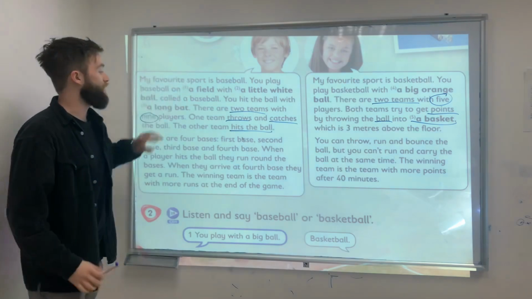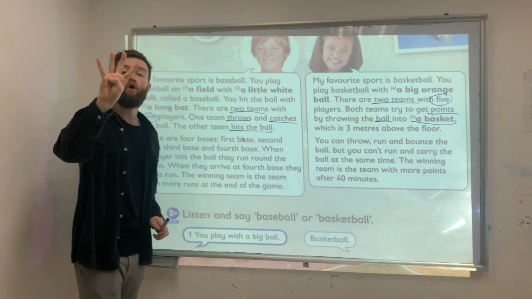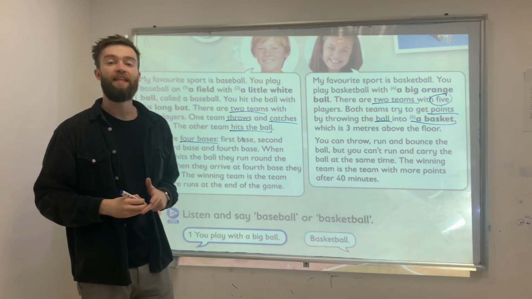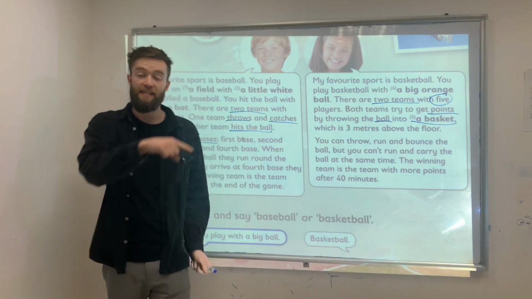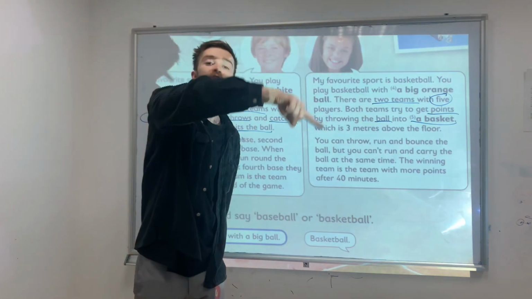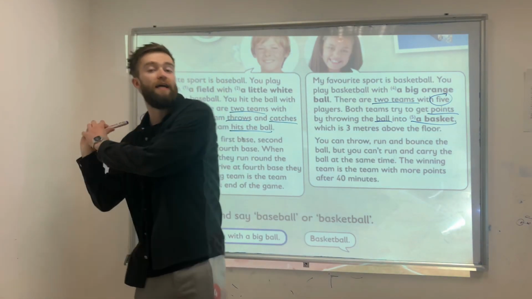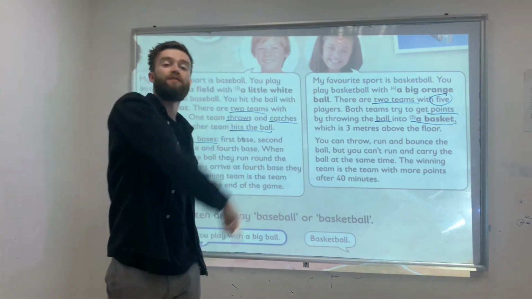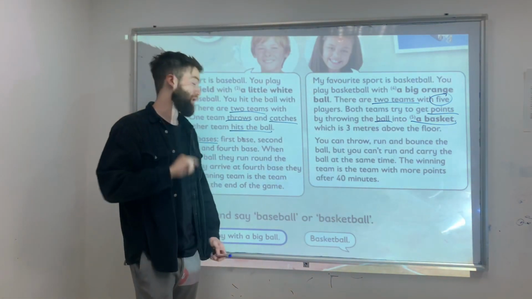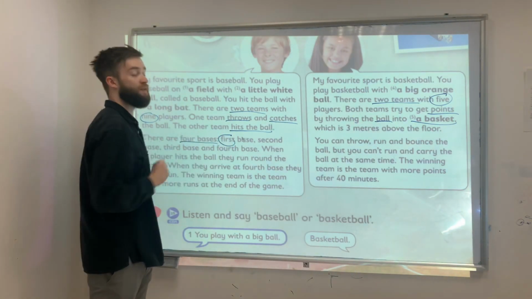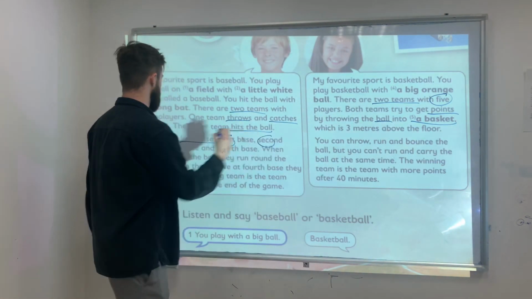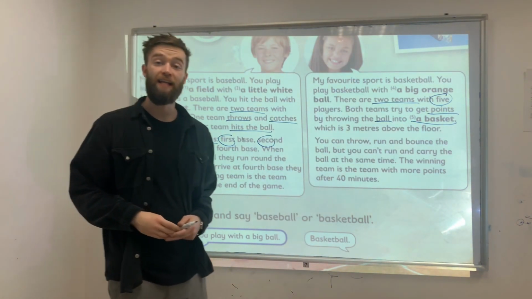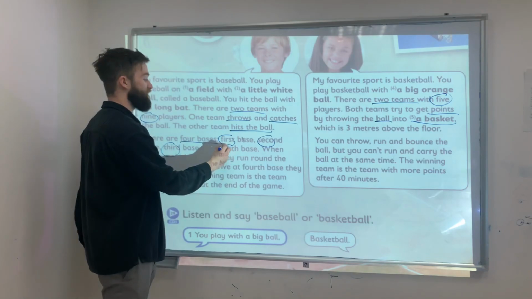Now, in baseball, we have 4 bases. 4 bases. This is when the baseball players have to run around the field. The baseball player hits the ball with the bat and runs around the field. He runs to first base, to second base, to third base, and finally to fourth base.